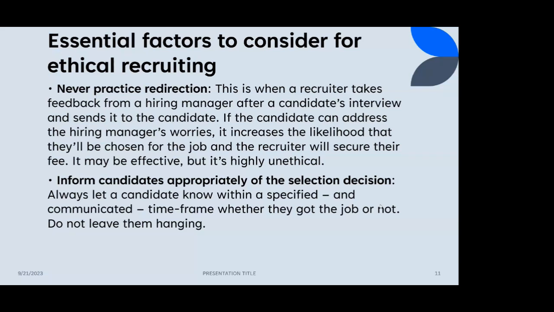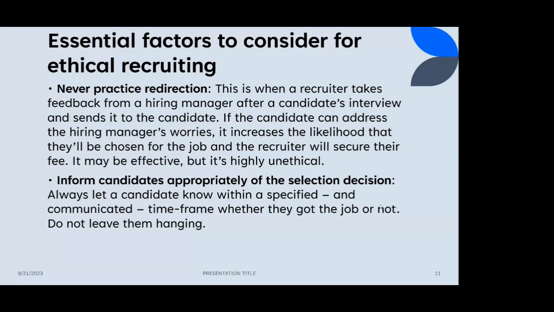So you don't always share everything with the candidates. You only share what is important, and the feedback that you share with them should be written in an ethical way.